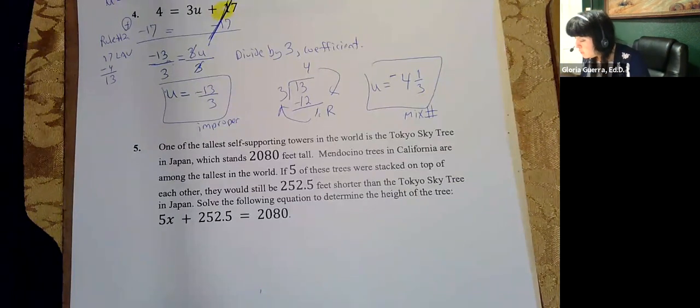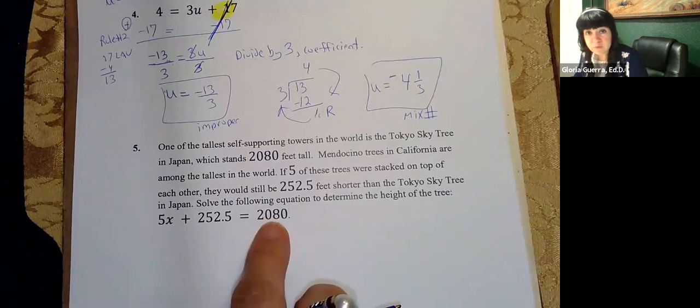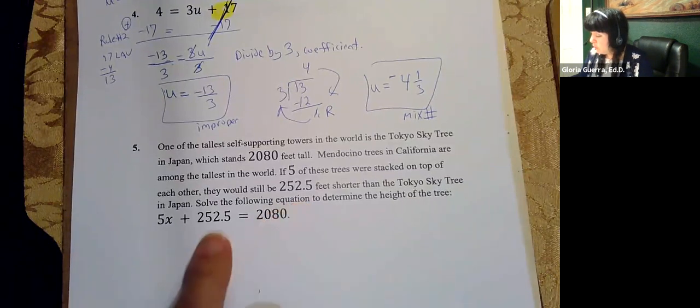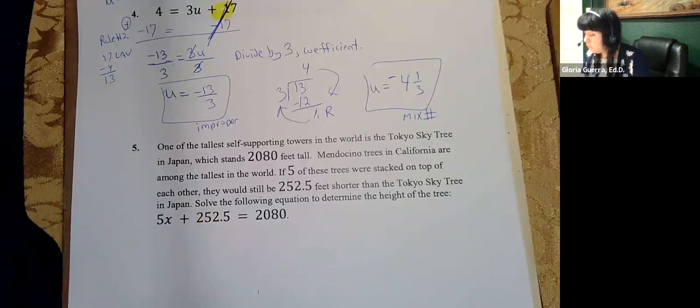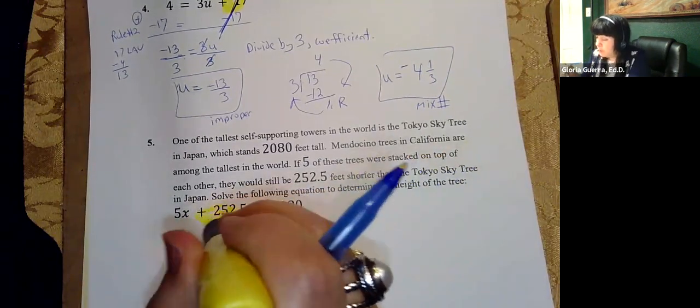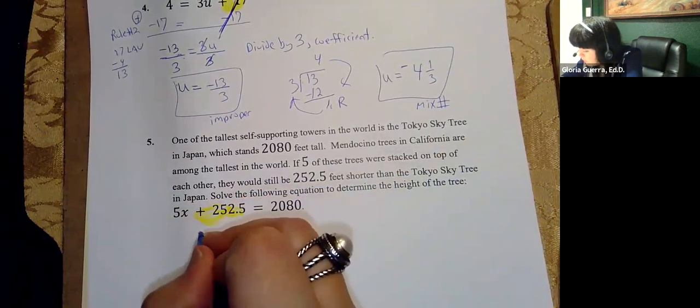One of the tallest self-supporting towers in the world is the Tokyo Sky Tree in Japan, which stands 2,080 feet tall. So that's where this comes from. Mendocino trees in California are among the tallest in the world. If 5 of these trees were stacked on top of each other, they would still be 252.5 feet shorter than the Tokyo Sky Tree. Solve the following equation to determine the height of the tree. So you want to solve that for x. I'm going to start by doing opposites on that number there. I'm going to subtract it.